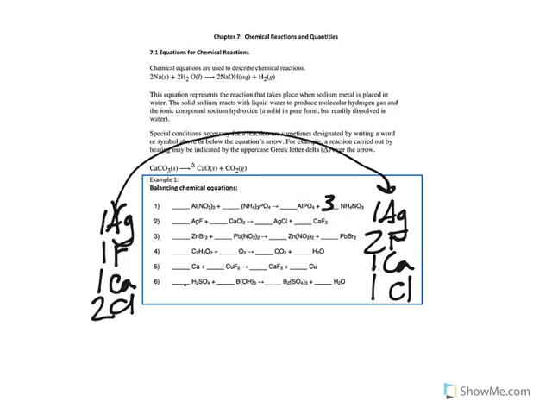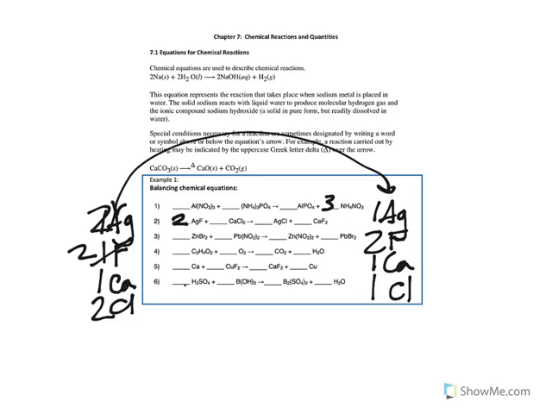We have 2 fluorine on the right, only 1 on the left. Since we have more on the right than we have on the left, it is the left we need to fix. So let's put a 2 here. That now gets us 2 fluorine. But it also changes the number of silvers that we had. We had 1, we now have 2. So we fixed one problem but created another problem for ourselves.